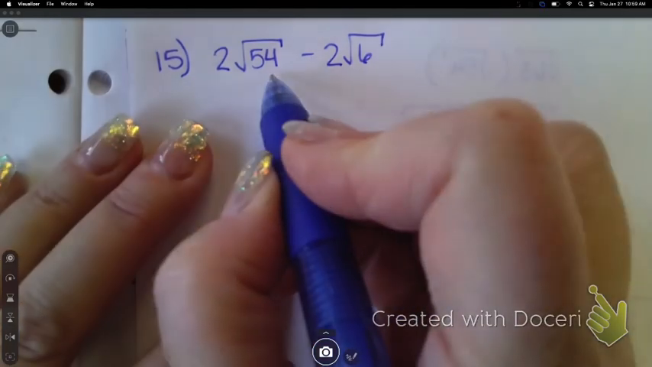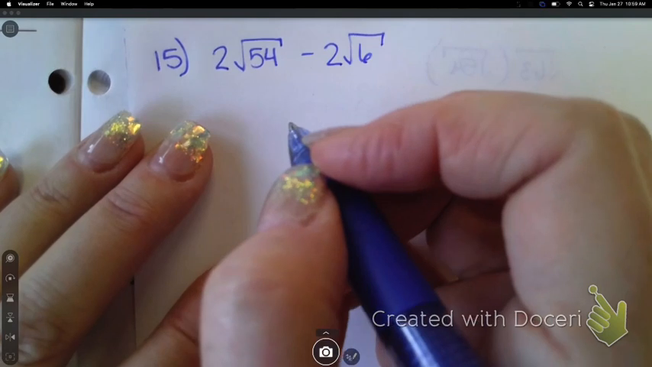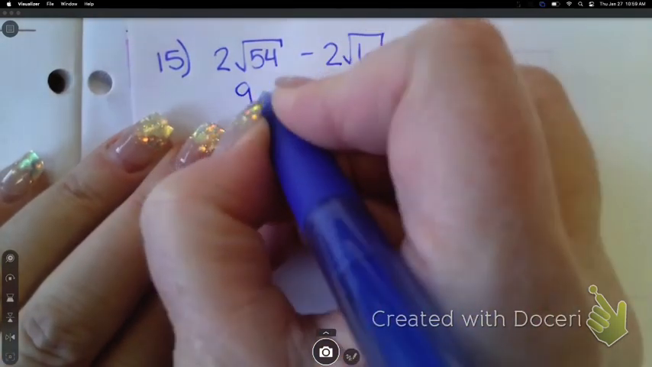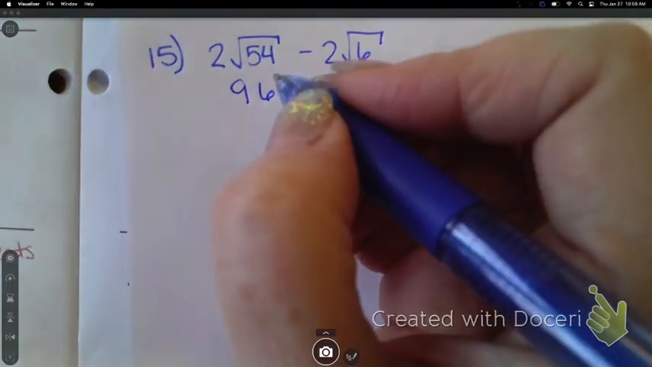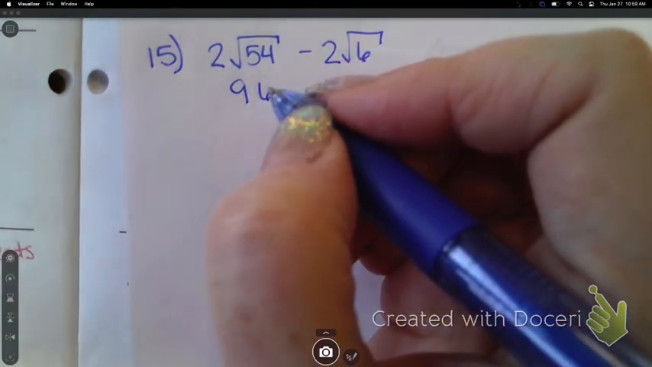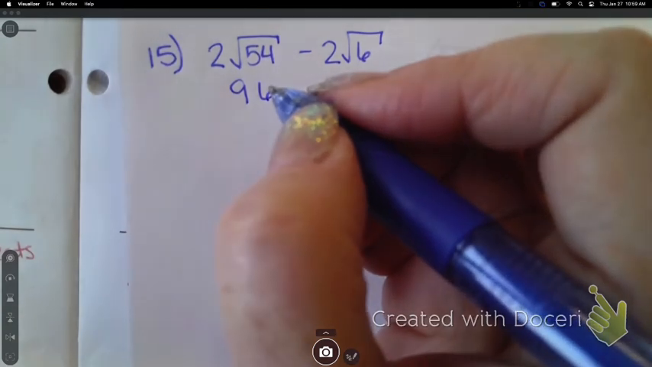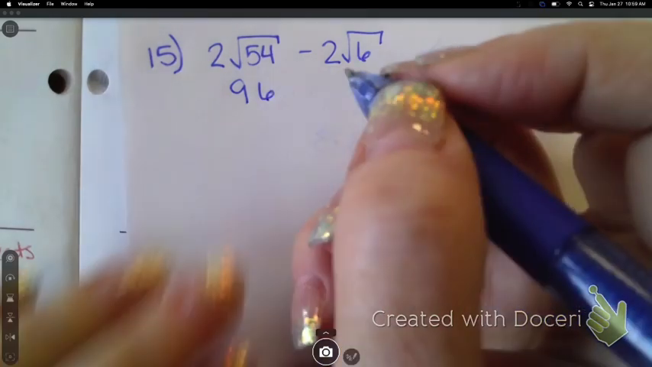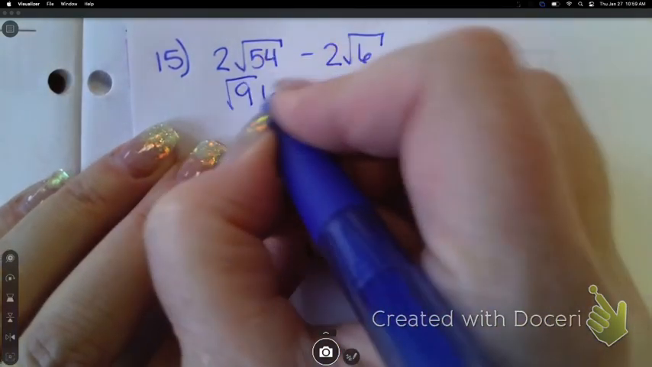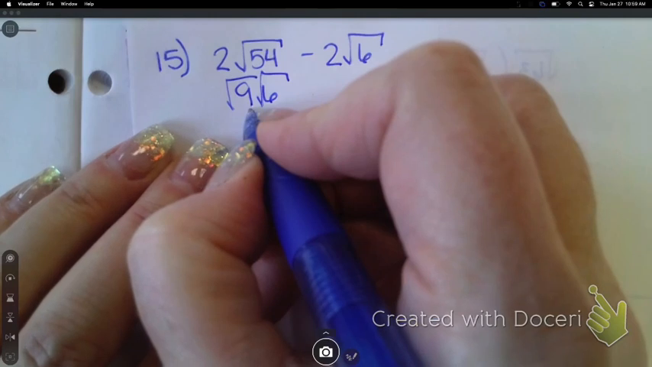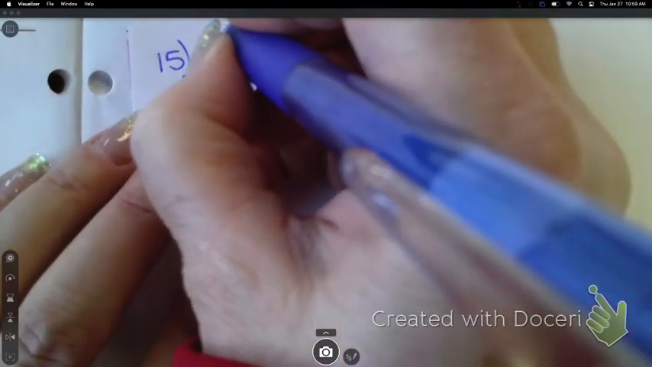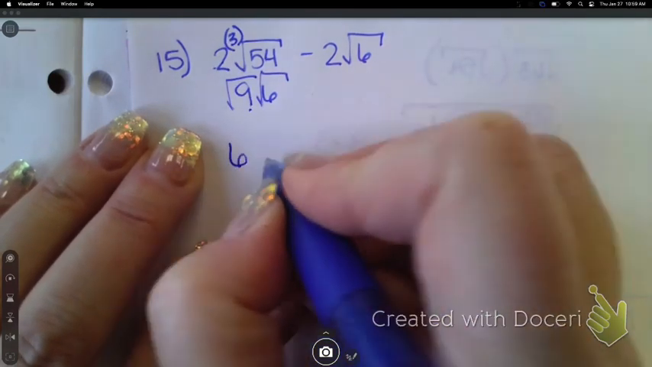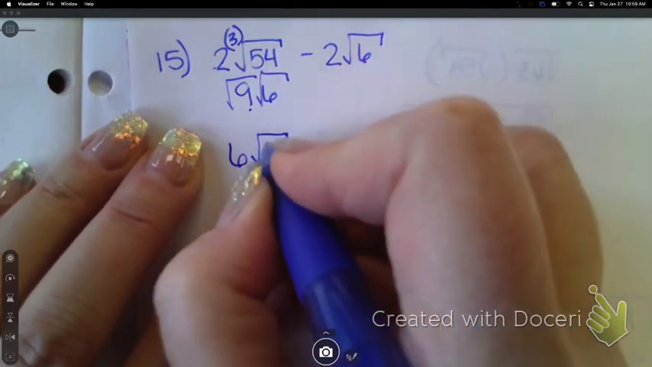So 54, perfect square in 54, 6 and 9. See, I don't have to keep breaking this down because 6 has no perfect squares in it, does it? But 9 does, so I can stop there. Okay? So, square root of 9, square root of 6. What is the square root of 9? 3. So I'm going to take 2 times what? 3. So 2 times 3 is 6, and I have square root of 6.